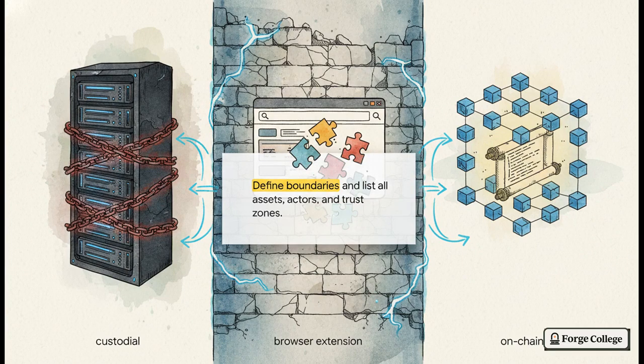Steps 1 and 2 are all about defining your scope and taking that inventory. Setting your boundaries here is absolutely critical. Think about it. For a custodial wallet, server-side threats look radically different from a non-custodial browser extension or an on-chain smart contract wallet. If you don't explicitly state what kind of wallet you're modeling right out of the gate, your threat model is just going to be a confused mess. So set the boundary, then list every asset, actor, and trust zone inside it.